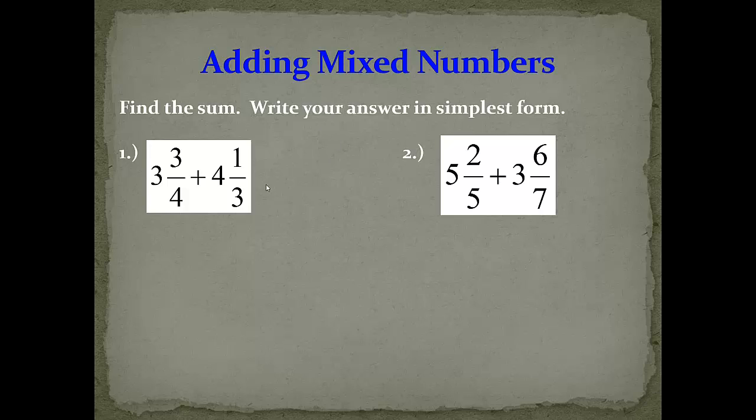The first step is we need to look to see if we have a common denominator. We have a denominator of 4 and a denominator of 3. Those are not the same, so we need to find our least common denominator or our least common multiple so that we can add these mixed numbers. So for 4 and 3, our least common denominator or least common multiple would be 12.